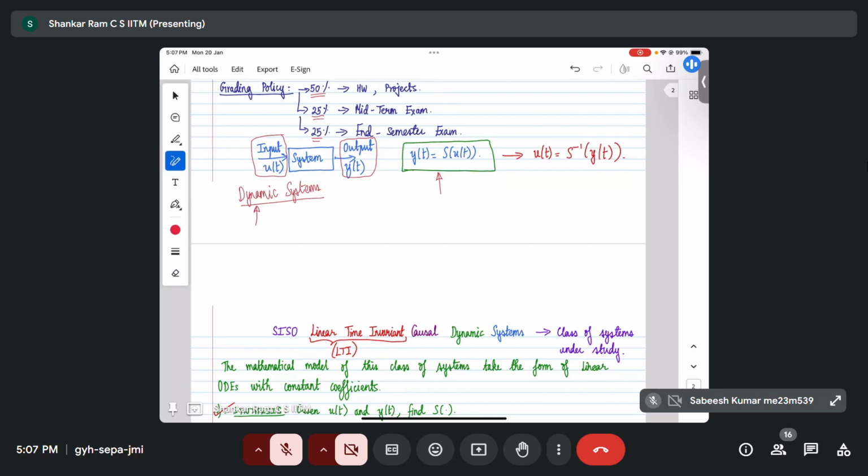Now, when we look at the problem of control, we are doing a reverse problem. That is, the broad, philosophical question that we will be asking ourselves is, can I now invert this mapping S such that I can figure out what is the input that is required to get a certain desired output y(t)? So what do we mean by that?